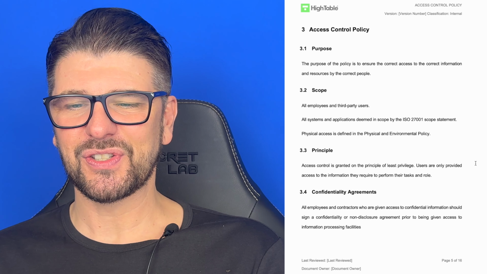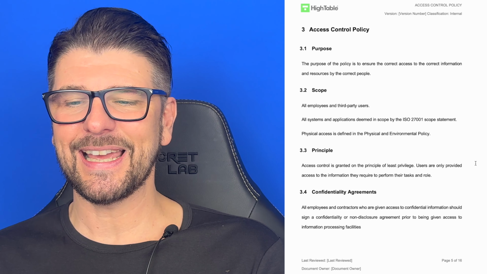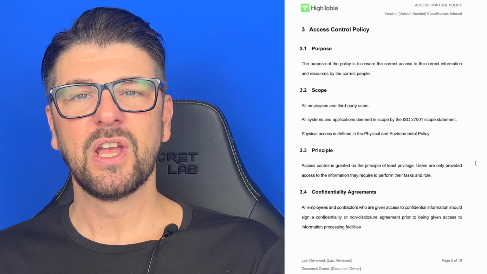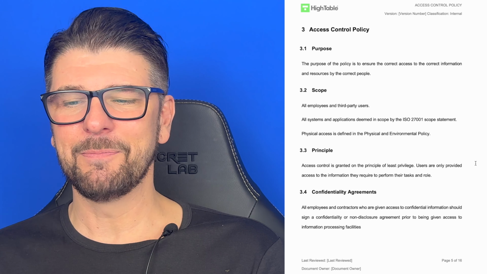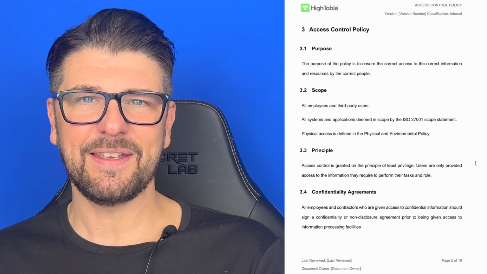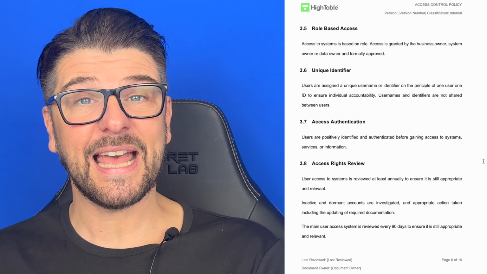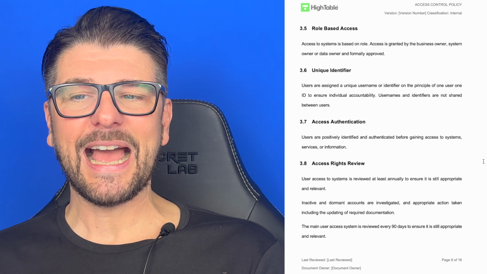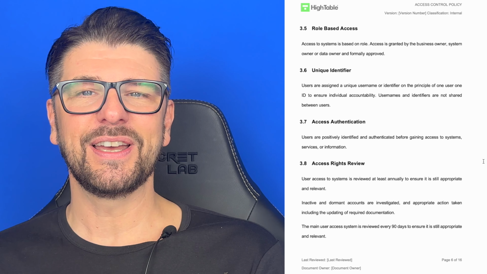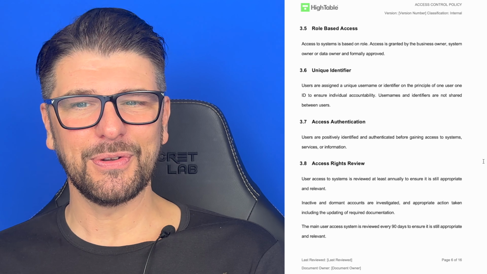Confidentiality agreements. All employees and contractors given access to confidential information should sign a confidentiality agreement or non-disclosure agreement prior to being given access to information processing facilities. Role-based access. Access to systems is based on role. Access is granted by the business owner, the system owner, or the data owner, and is formally approved.